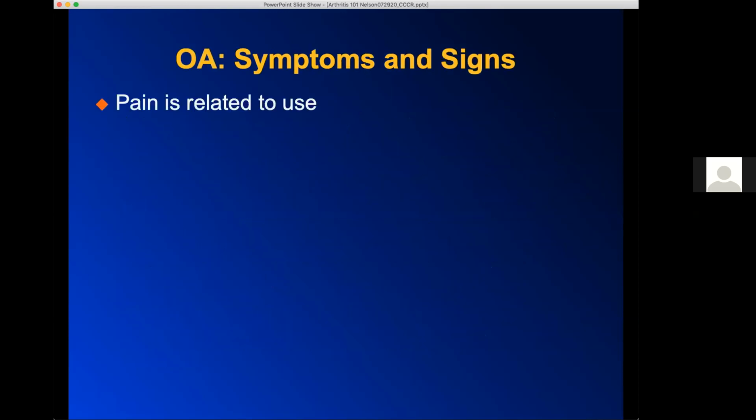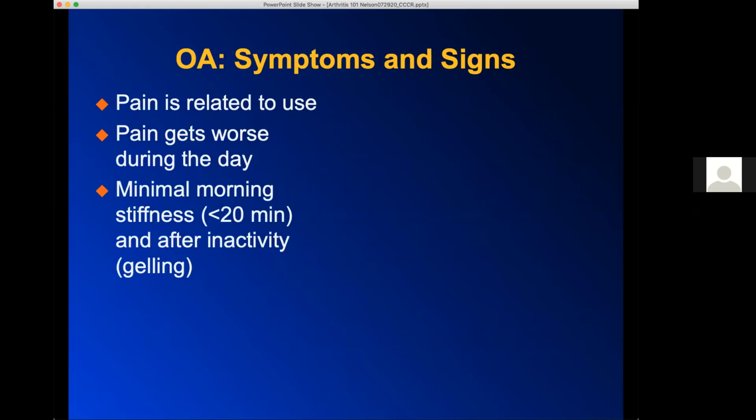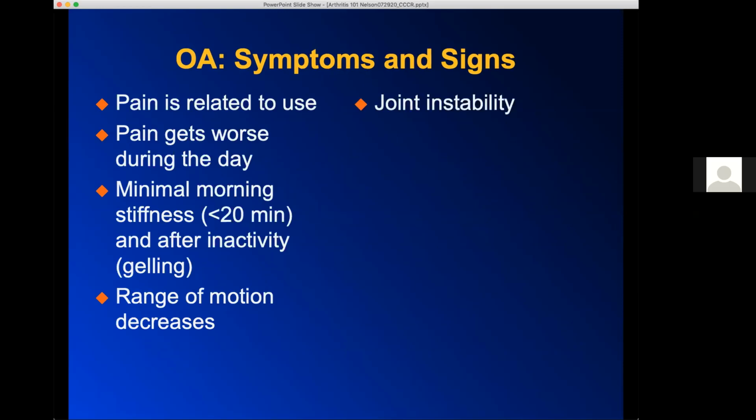The symptoms and signs of osteoarthritis, I think we're all pretty familiar with. So you get pain that's related to use. The more you use the joints, the worse they hurt. Patients often describe pain that is worse at the end of the day and over the course of the day. They generally have minimal morning stiffness, so less than 20 or 30 minutes. And then if a person sits for a while, they get a phenomenon called gelling, which is sort of a recurrence of stiffness. Decrease in range of motion is very common. Sometimes the joints are unstable or they feel like they're going to give way. There can be bony enlargement, which again is these bone spurs and changes in the shape of the joint.